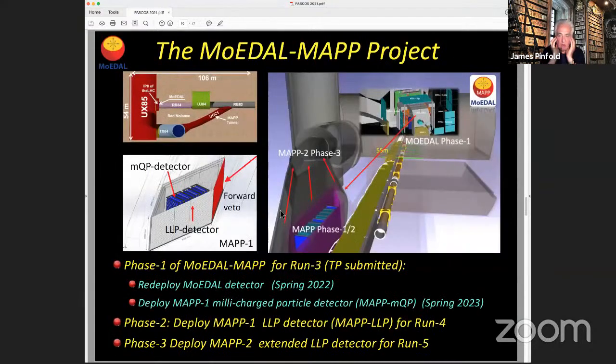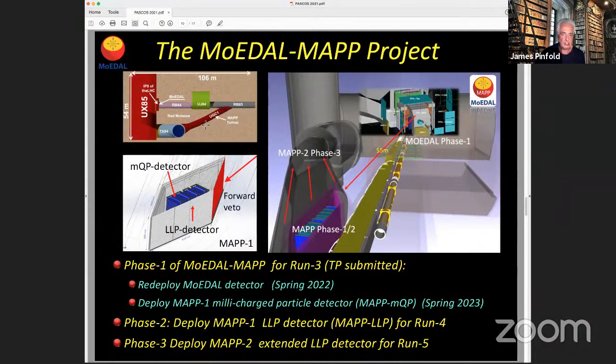So now we move to what we're going to do for run 3 and beyond. And this then becomes the MoEDAL MAPP project, where MAPP stands for MoEDAL Apparatus for Penetrating Particles. It's going to be deployed in the UGC1 gallery here, and here we see the LHCb intersection region right there. And the MAPP detector will be deployed about 55 meters away from the LHCb intersection point at which MoEDAL is surrounding, as shown here. And this is a plan view of the region.